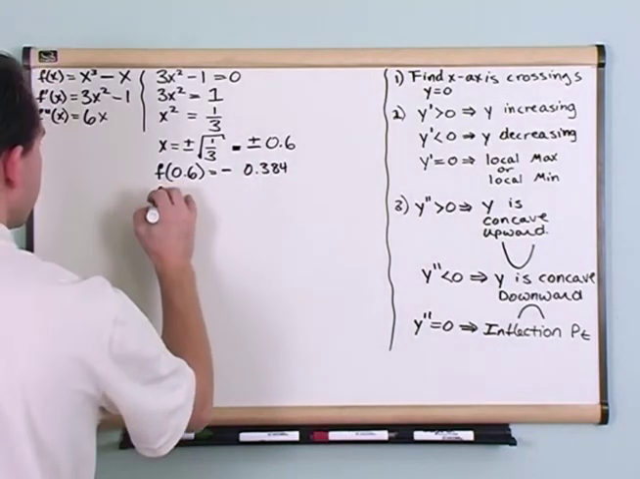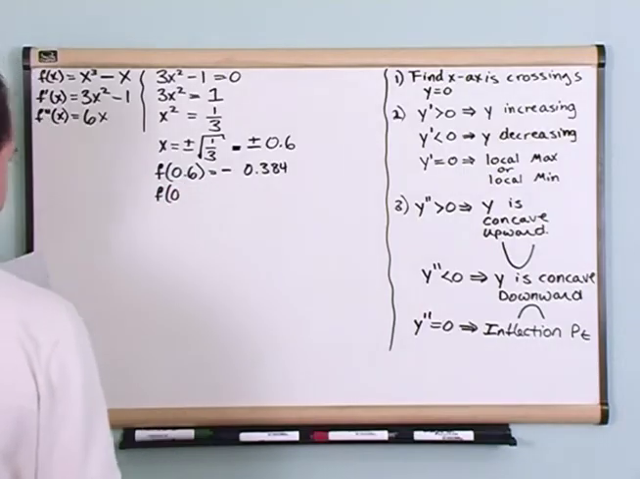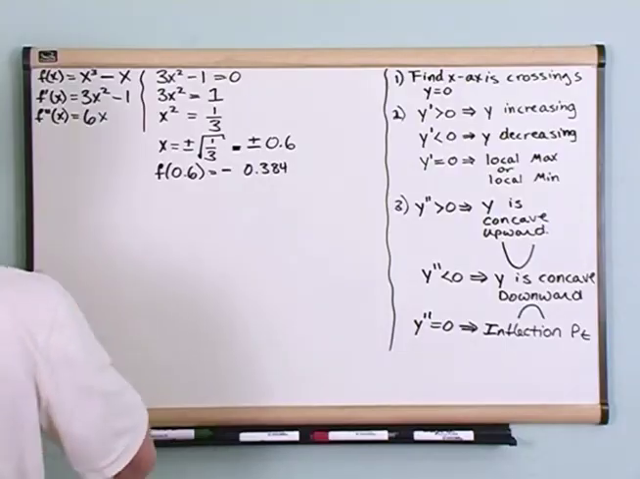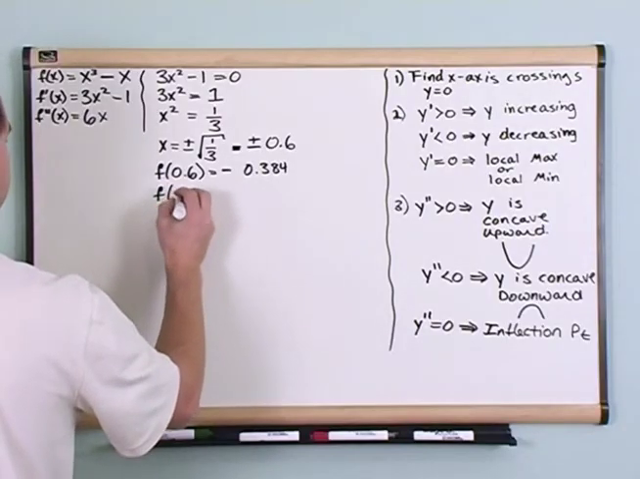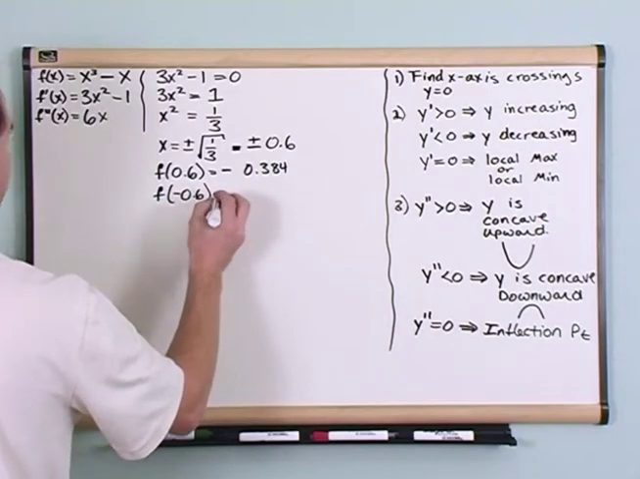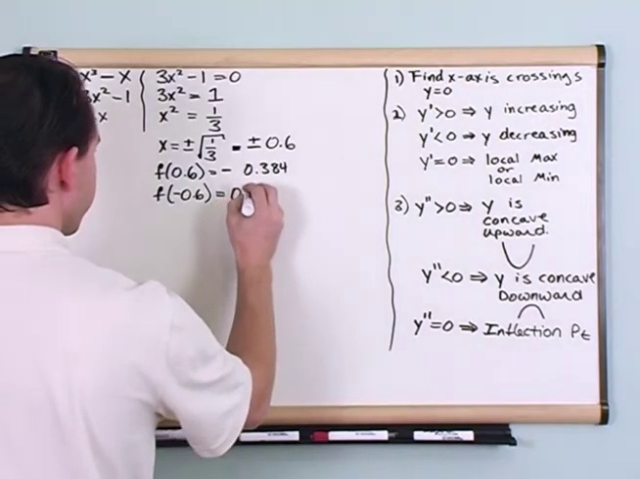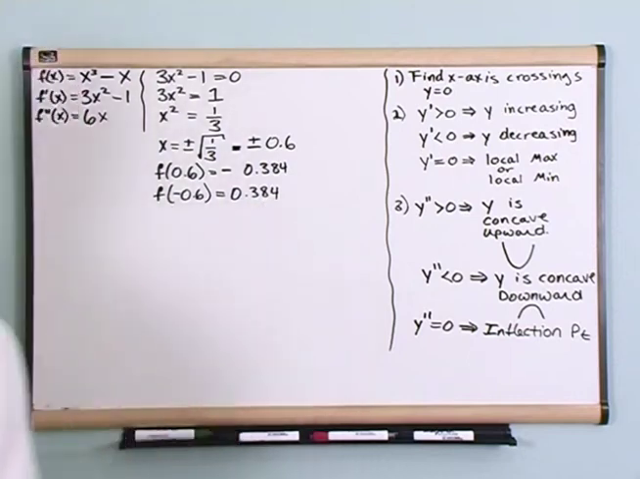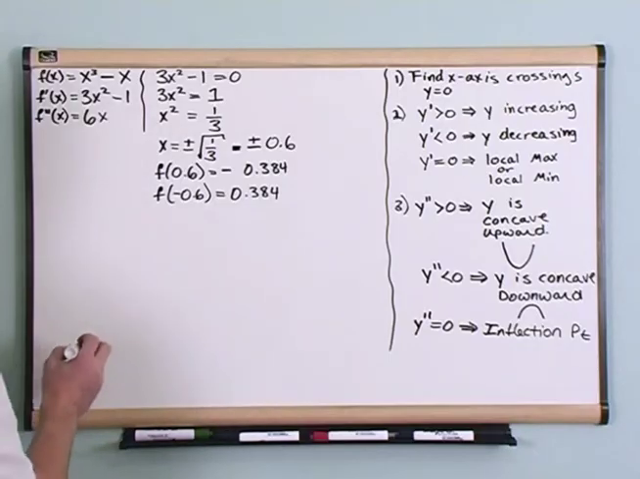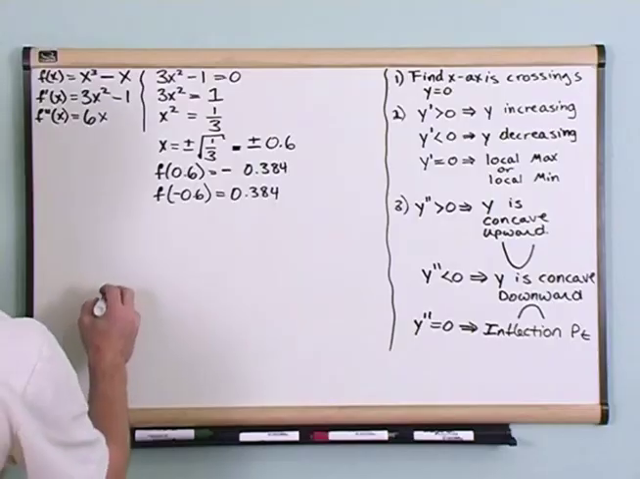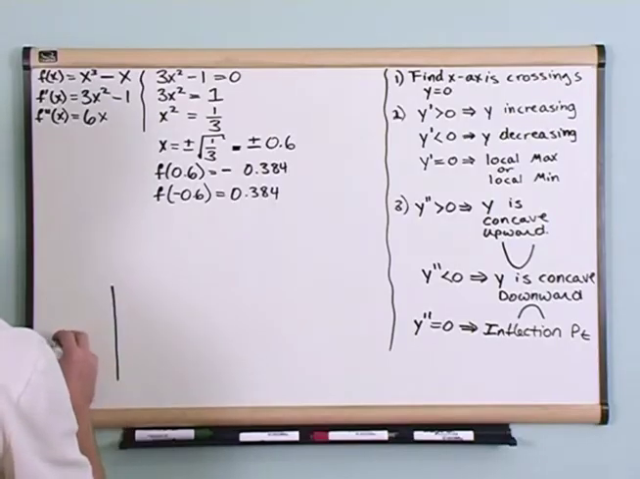And then f of negative 0.6, what you will get is a positive 0.384. Now, we're definitely not done yet, but we have enough to get started plotting this thing. Down here at the bottom, I'm going to have a little graph in the corner here.